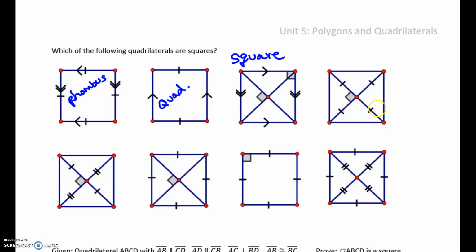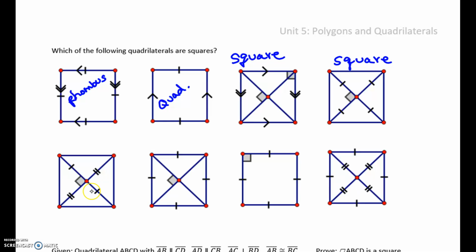This one, I know he's a parallelogram because my diagonals bisect each other. I know he's a rhombus because my diagonals are perpendicular. And I know he's a rectangle because my diagonals are congruent. So he is also a square.